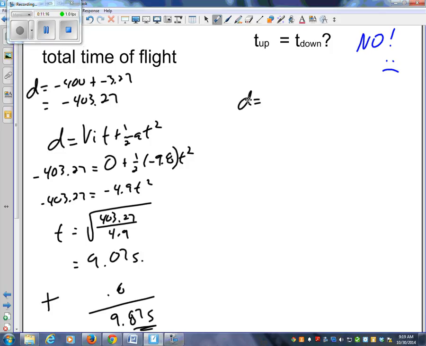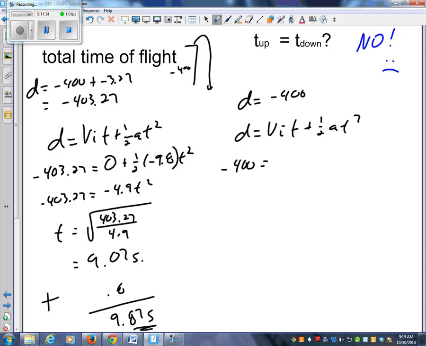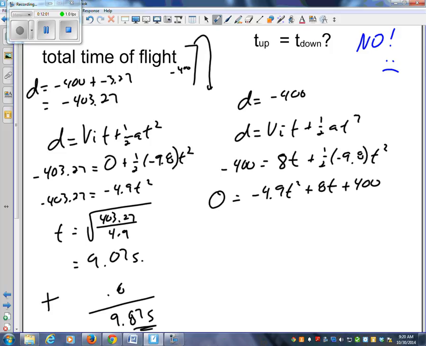I'm going to say that the displacement is minus 400. Let me just draw a little picture here. Is the overall displacement not minus 400? Yep. And I'm going to say d equals VIT plus 1/2 AT squared. The overall displacement is minus 400 from the original location. What is the vertical component? Plus 8 upwards. So 8t plus 1/2 of minus 9.8 t squared. And I can solve for t. And I get 0 equals minus 4.9 t squared plus 8t plus 400. The only real downside to it is that it's a quadratic.